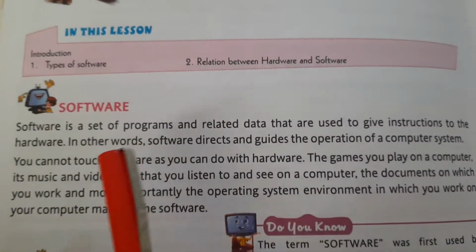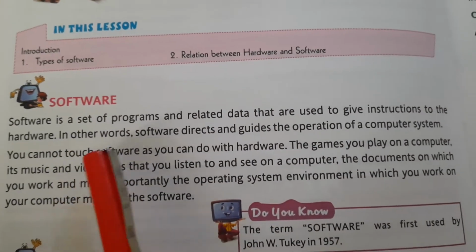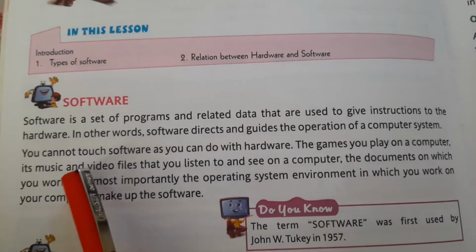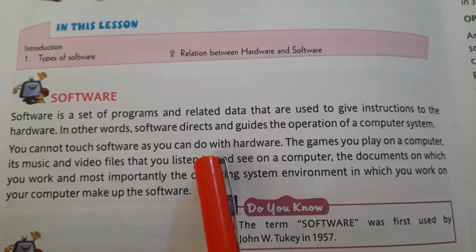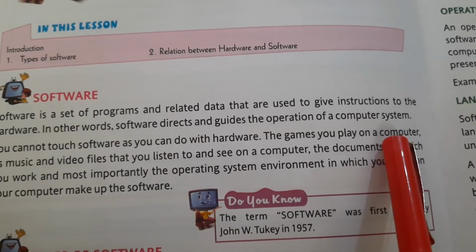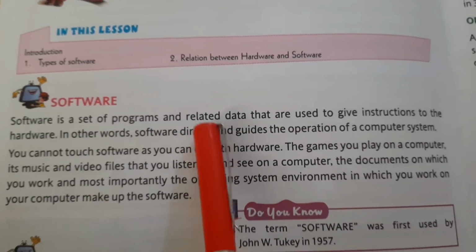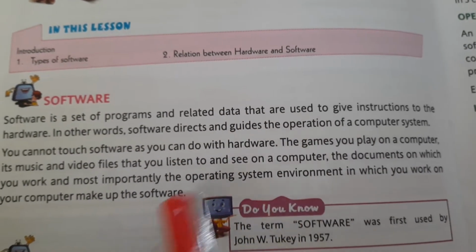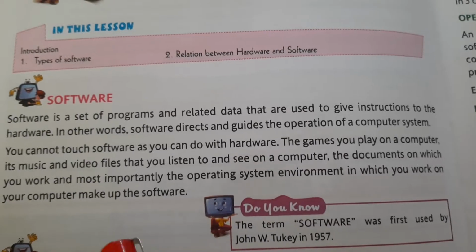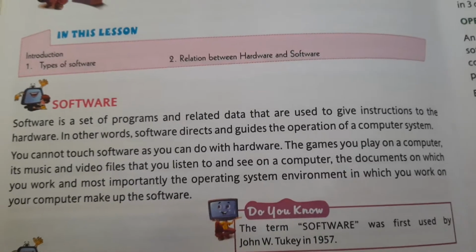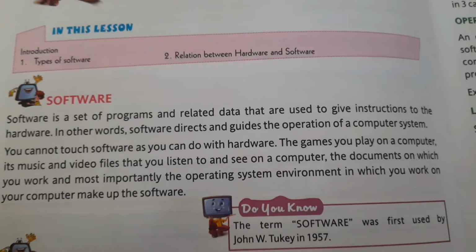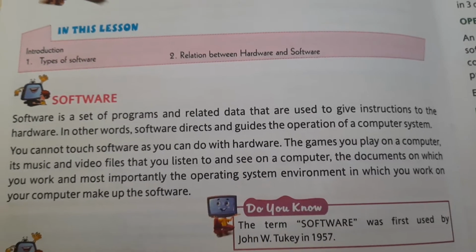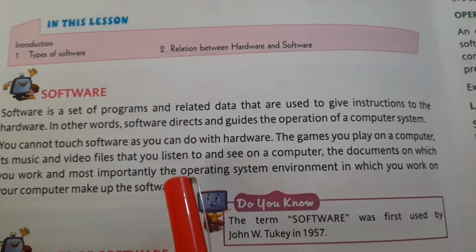Now let's start. Software. Software is a set of programs and related data that are used to give instructions to the hardware. In other words, software directs and guides the operation of a computer system. Means these are a set of programs and related data that are used to give instructions. Means they instruct the hardware as to what is expected from them, what they should do to fulfill our requirement. Our requirement means the requirement of the user.